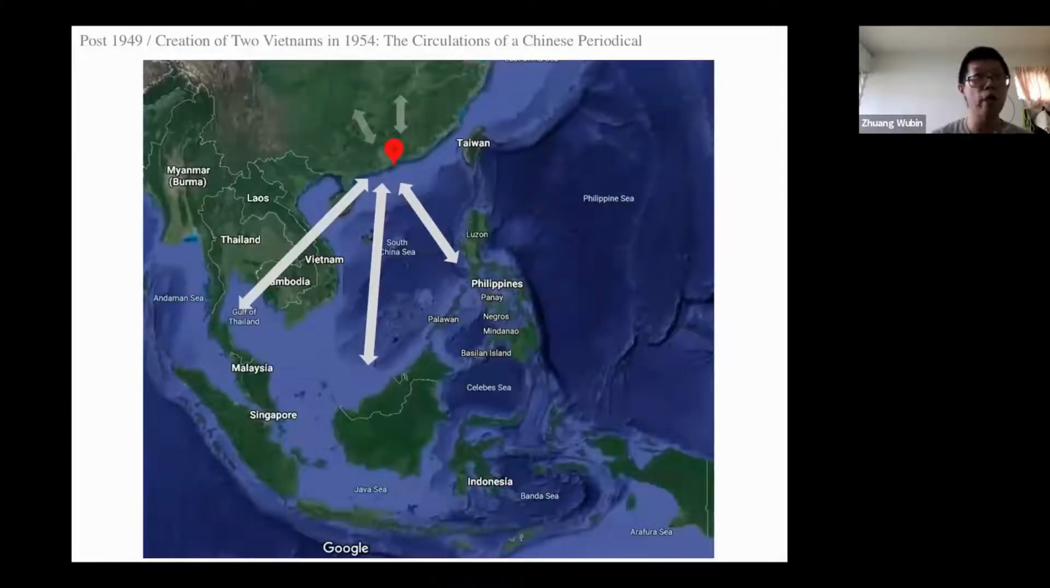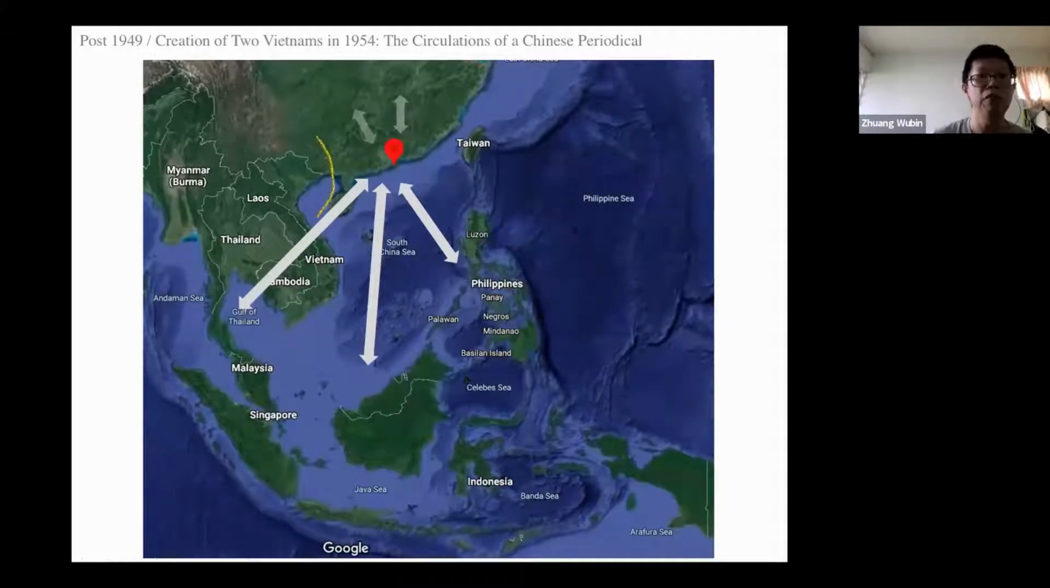This is actually a way where I'm trying to visualize, let's say, the social life and the circulation of a Chinese periodical. And I'm trying to use this to perhaps think about the circulations of such a periodical post-1949 and then after the creation of Two Vietnams in 1954. And you will see that I think post-1949, the connection with mainland became lesser and the connection with Southeast Asia became much stronger. Hong Kong did not provide a major market for readership. Readership for a Chinese periodical typically comes from Southeast Asia.